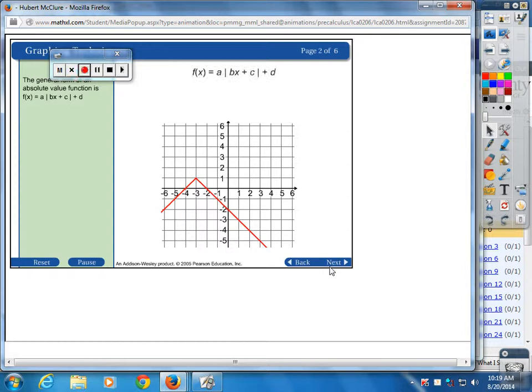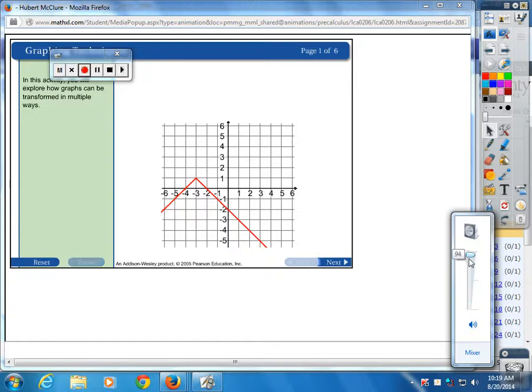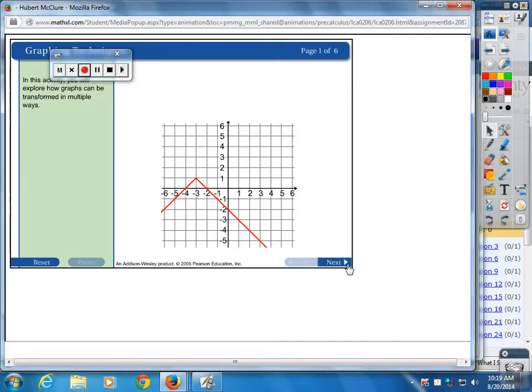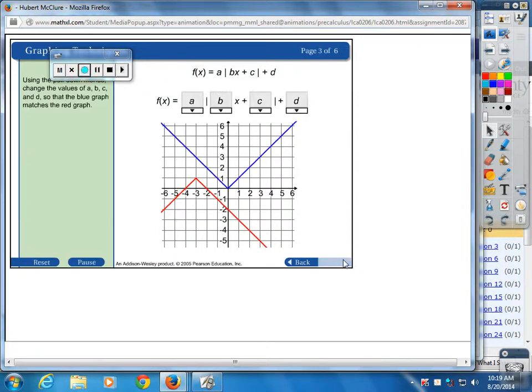The general form of an absolute value. In this activity, you will explore how graphs can be transformed in multiple ways. The general form of an absolute value function is f of x equals a times the absolute value of bx plus c plus d. Using the pull-down menus, change the values of a, b, c, and d so that the blue graph matches the red graph.